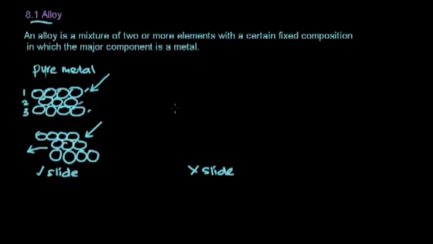scientists come up with this thing called alloy, which is a mixture of two or more elements with a certain fixed composition in which the major component is a metal. So let's say these atoms are the metal, and what we do, right, is we actually melt them down. When we melt them down, these metals are gonna move apart from each other, right? So probably now it will look like this in liquid form.